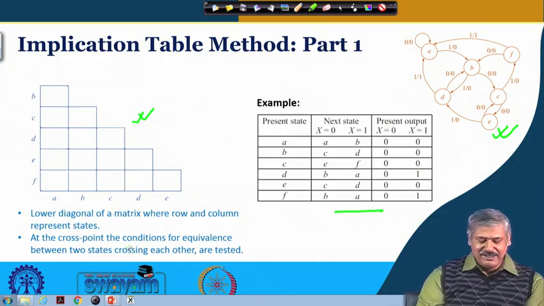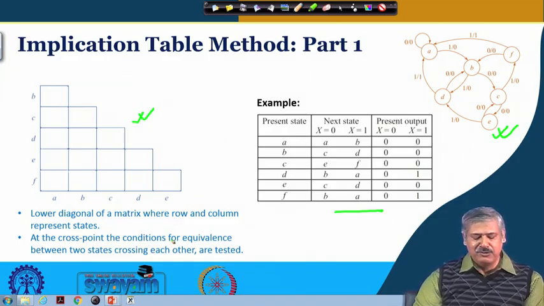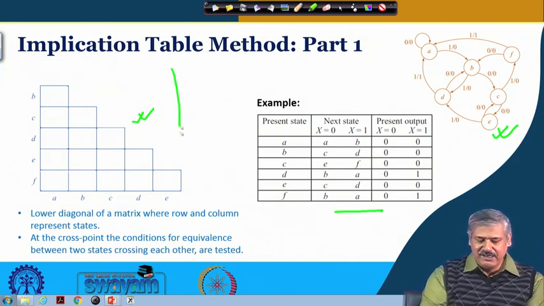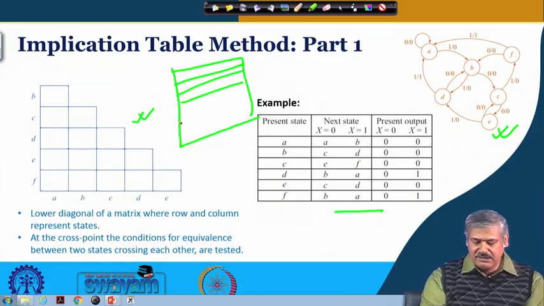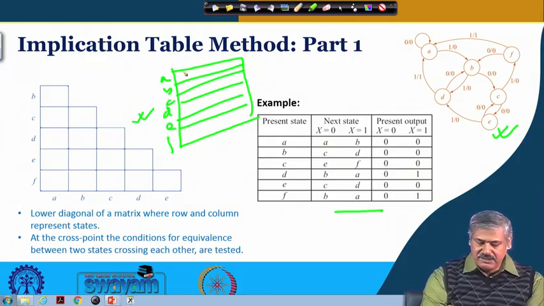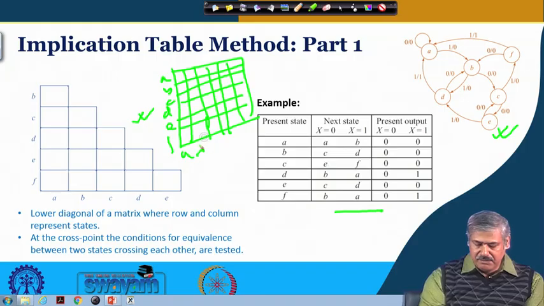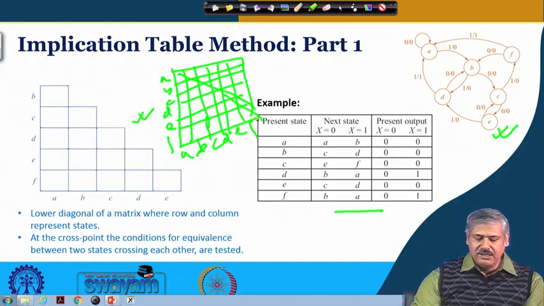In some sense it is a lower diagonal of a matrix where row and column represent states. So basically A, B, C, D, E, F on one side, and similarly on this side A, B, C, D, E, F. So this is the diagonal, right? We are only considering these off diagonal elements.